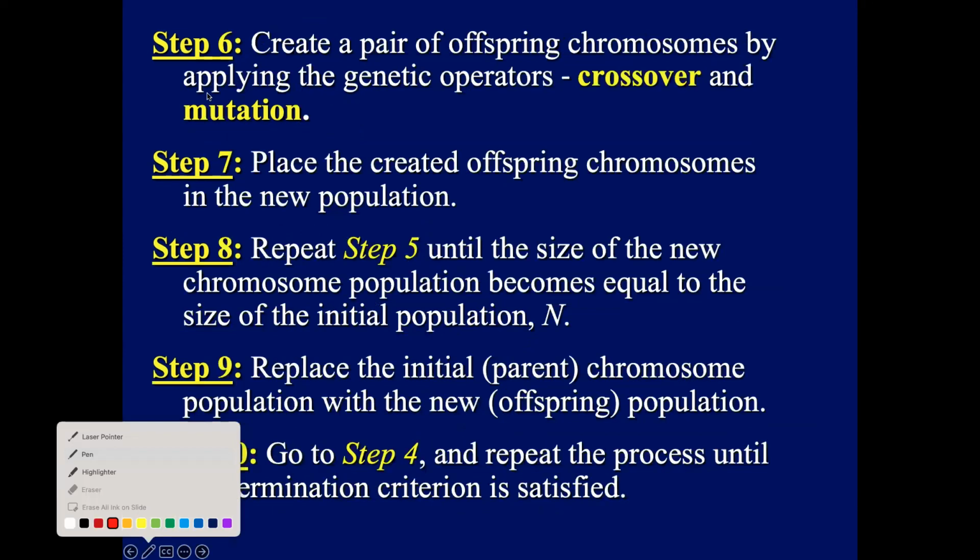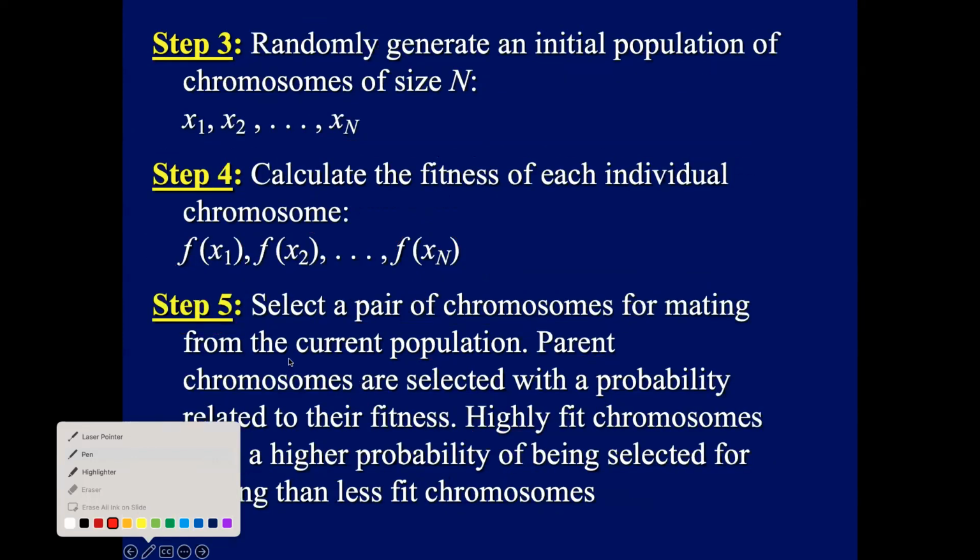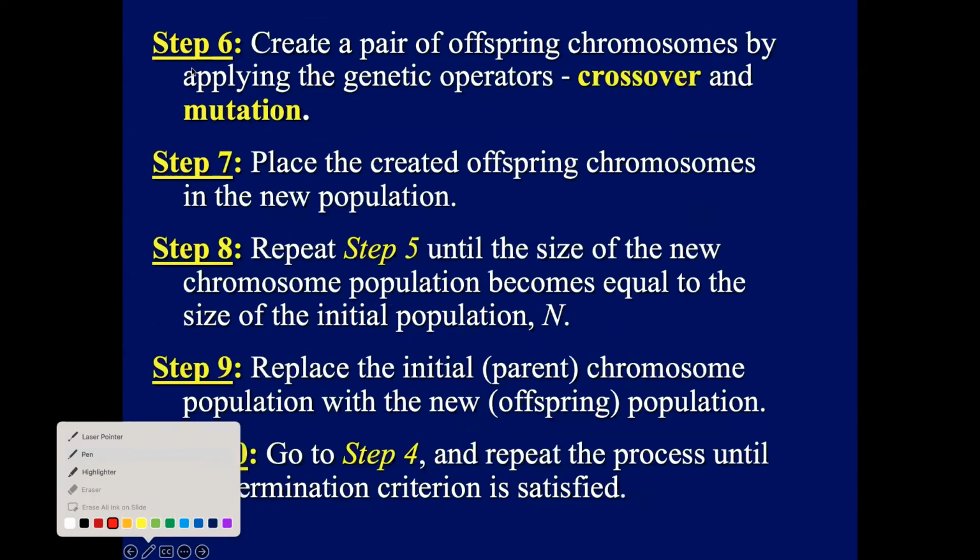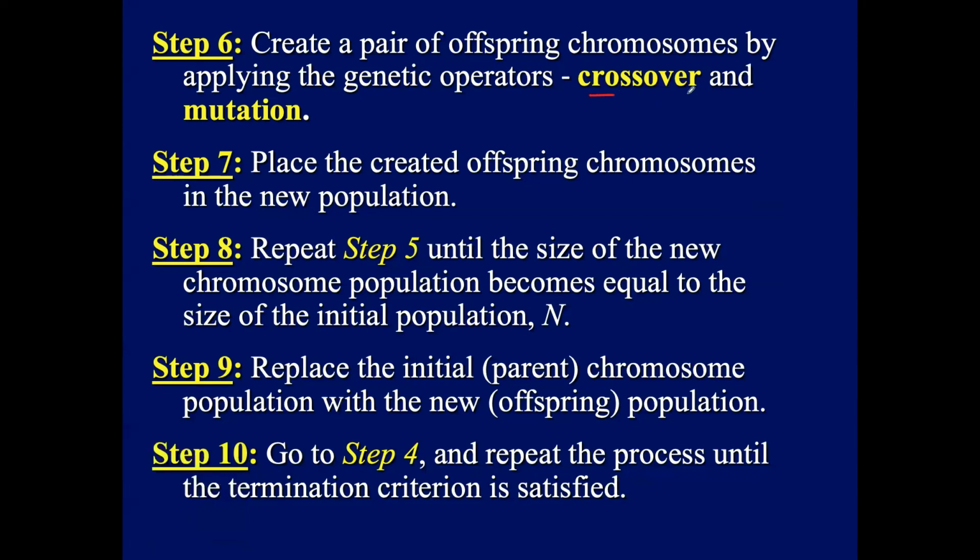In step number 6, we create a pair of offspring chromosomes by applying the genetic operations of crossover and mutation. So after selecting a pair of parent chromosomes in step 5, then in step 6, we can try to perform some genetic operations. For example, for reproduction, mating the two selected parents, or breeding them to generate offspring chromosomes. So we say that we can use 2 genetic operations. We can use crossover to exchange parts of the 2 chromosomes, and mutation to change a particular part or gene of 1 chromosome. So once we perform our genetic operations and we come up with the offspring chromosomes, we place the created offspring chromosomes in the new population.